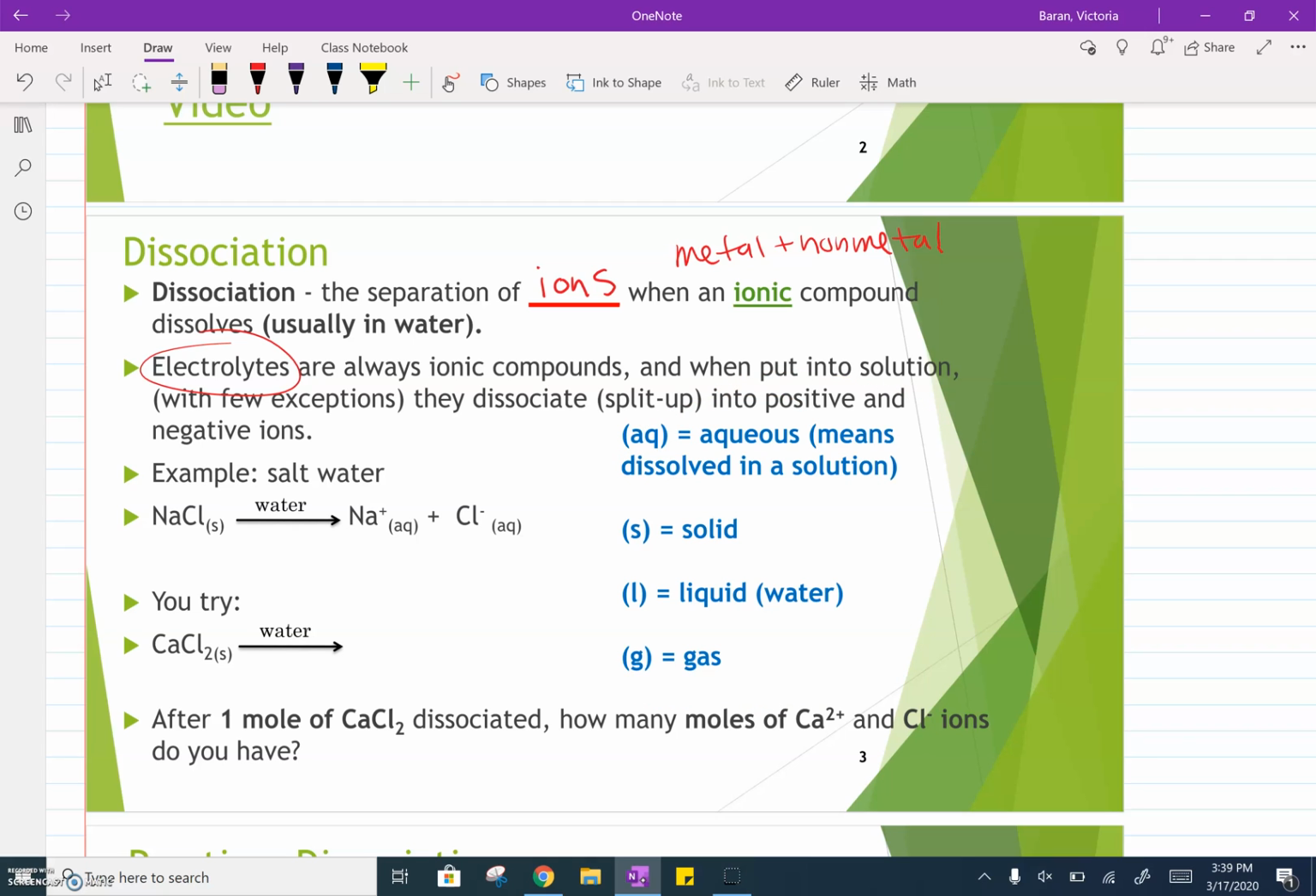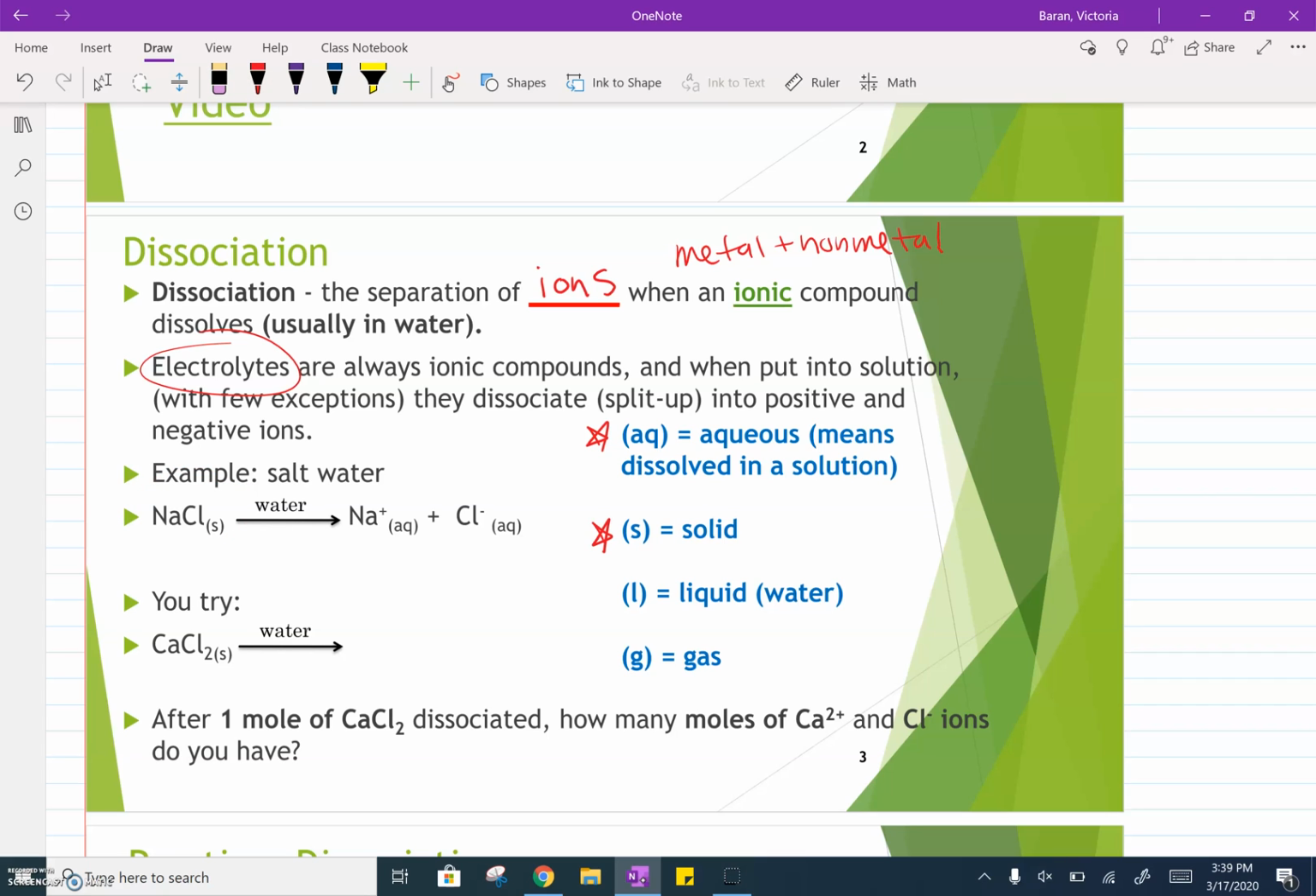So the two that we are going to focus on are these two right here. So AQ, that stands for aqueous. This just means that the ions are dissolved in a solution. So again, usually dissolved in water. So that would be the sodium and the chloride. That's why they have aqueous, because they're individual ions that are dissolved in water. And of course, solid. Well, before you put the NaCl into the water, it was a solid, okay? And we use an S to represent that.